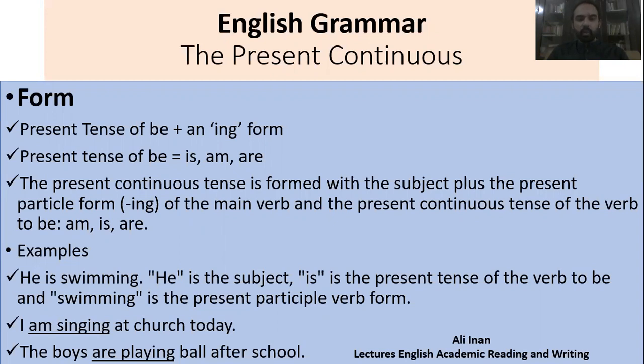We'll take a look at two more sentences. I am singing at church today. The boys are playing ball after school. So here we again notice that we have a subject. Then we have the present tense form of the verb be, and we also have the present participle form of the main verb.